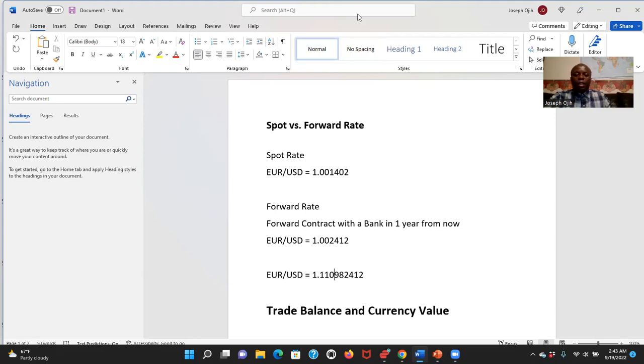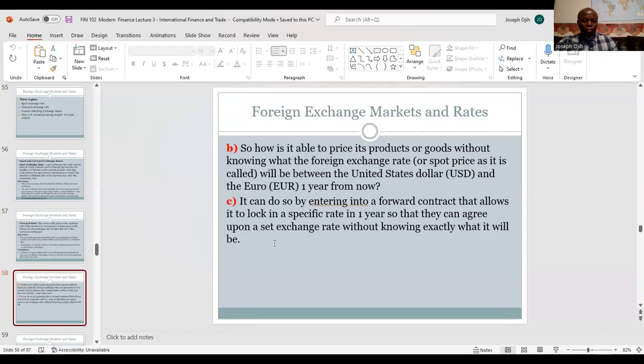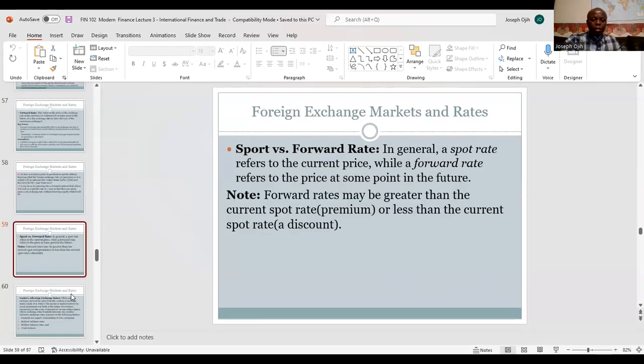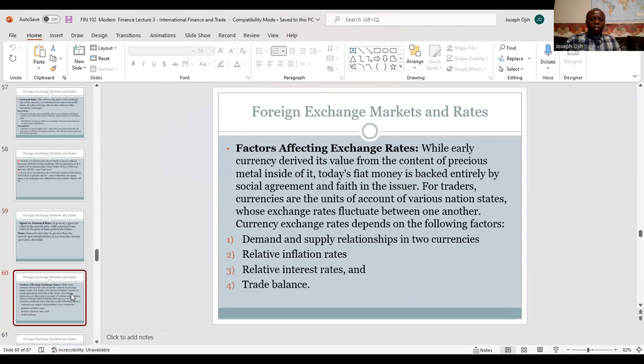Okay. Now let's go back to our presentation. We can now look at the factors that affect exchange rate. Generally speaking, there are 4 main factors, though there might be other factors that affect exchange rate.